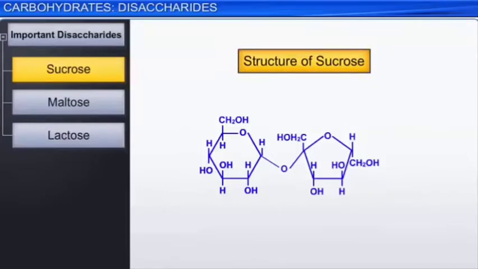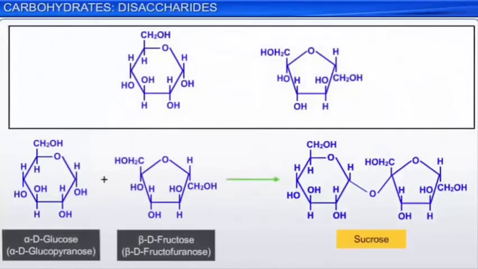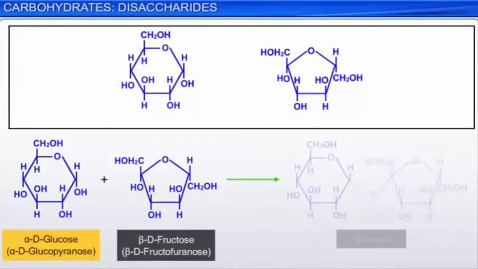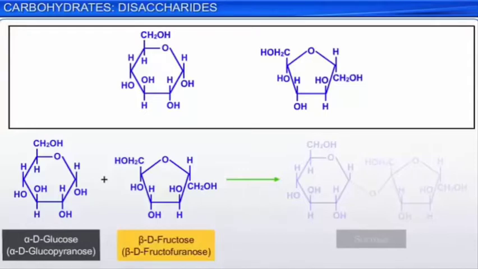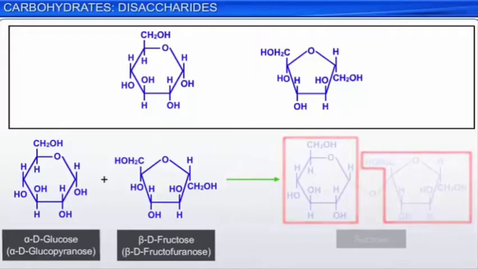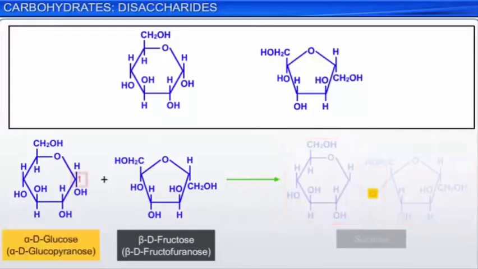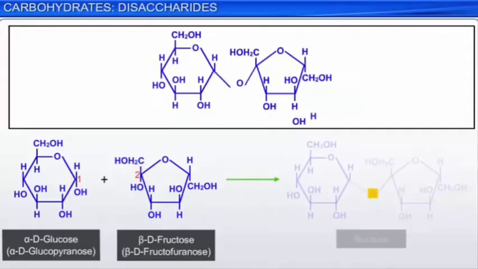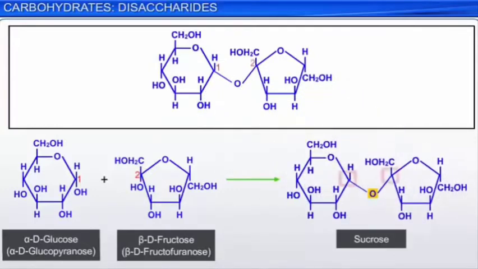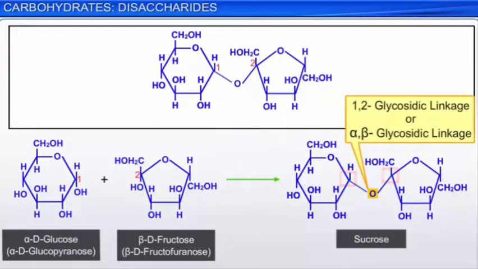Let's look at the structure of sucrose in greater detail. Sucrose is made up of 1 unit of glucose, specifically the alpha-anomer alpha-D-glucopyranose, and 1 unit of fructose, specifically the beta-anomer beta-D-fructofuranose. These 2 hexose units are joined by a glycosidic linkage that is formed between the C1 of alpha-D-glucopyranose and the C2 of beta-D-fructofuranose.